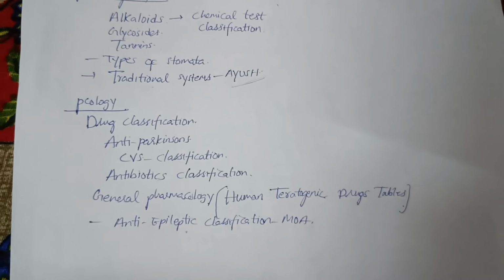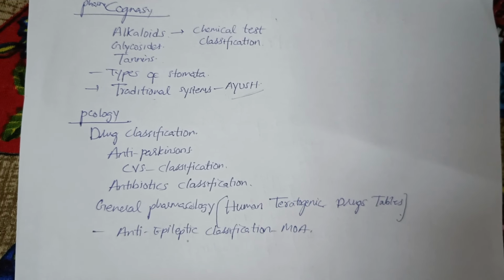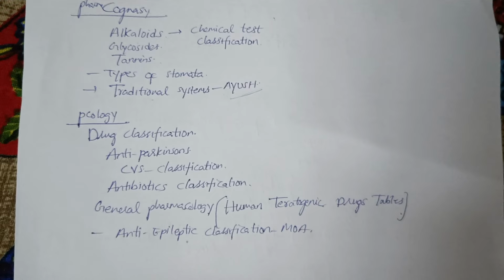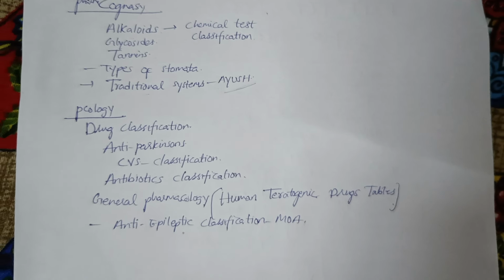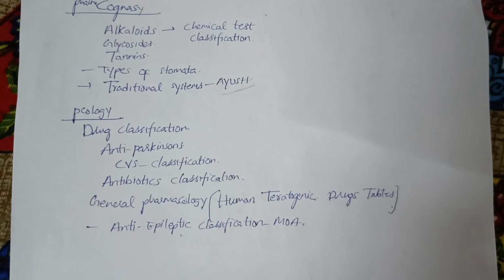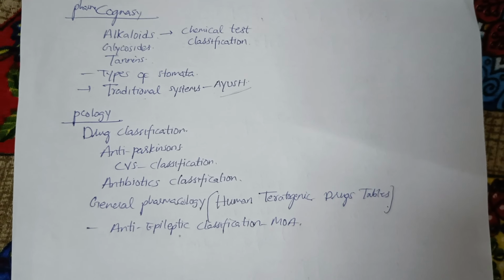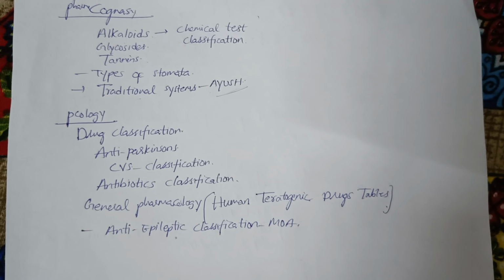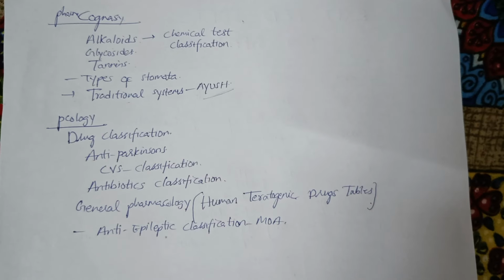And for pharmacology, just focus on the drug classifications. So try to study every classification mentioned in the KD Tripathi book. And anti-Parkinson's, CVS classification, antibiotics classification, very important. And from general pharmacology, this time a sure-shot question we can expect from human teratogenic drug tables and clinical trials, enzyme inducers, enzyme inhibitors, ADME studies, etc., and anti-epileptics also. So these are the main important topics to be focused on in GPAT 2026.